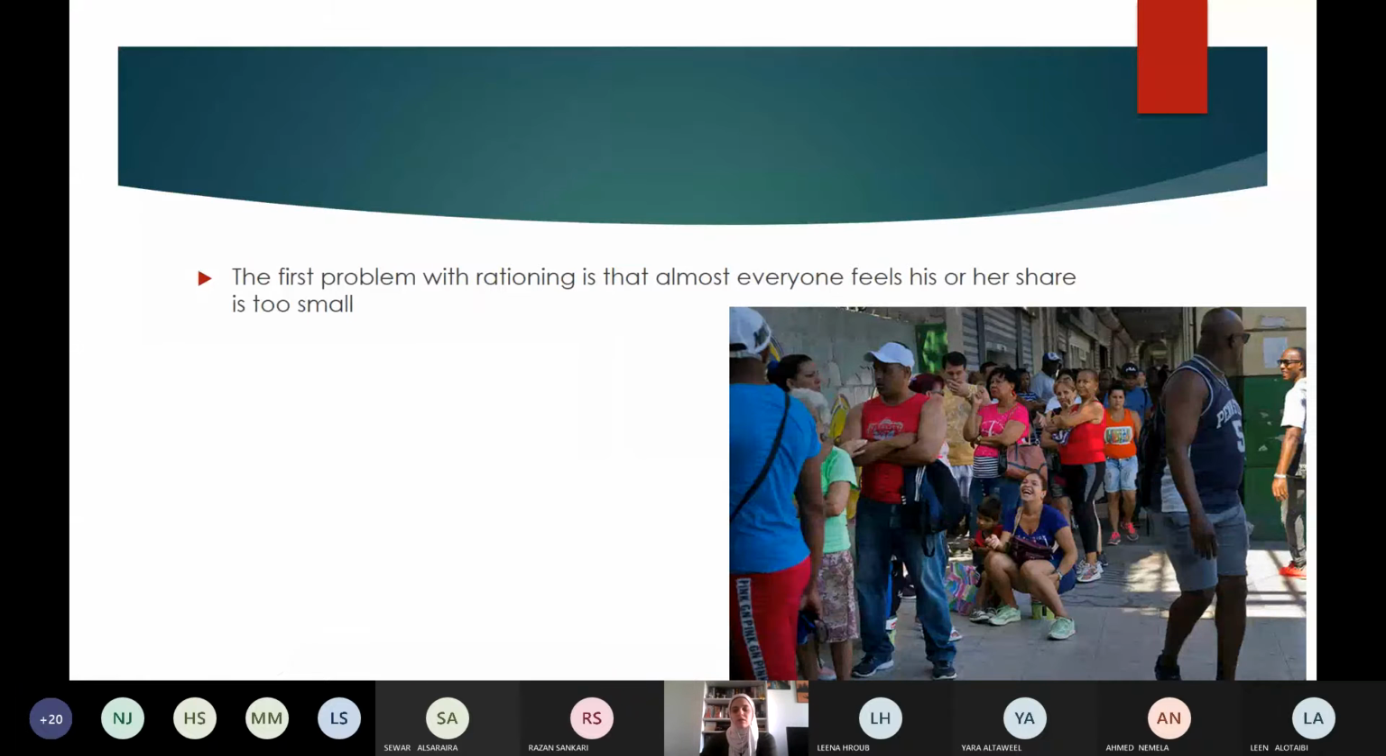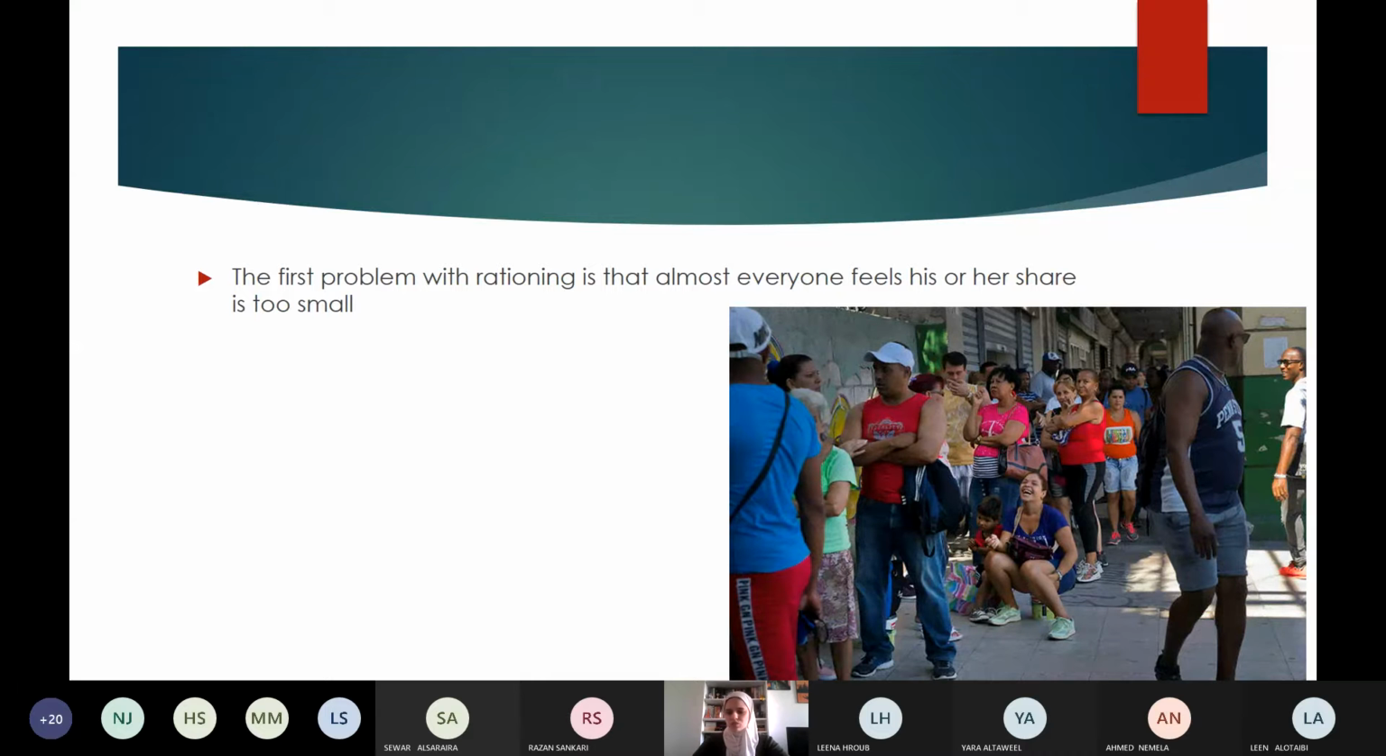Here, look, lines. At the beginning of each month, people will go and stand in front of it because they are not allowed to buy the whole month. They are only allowed to take their stuff at the beginning of the month. If they are late, maybe things will finish. So the first problem with rationing is that almost everyone feels his or her share is too small. So everyone will be unsatisfied.